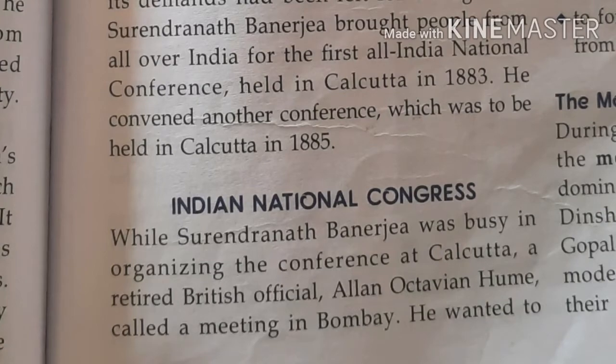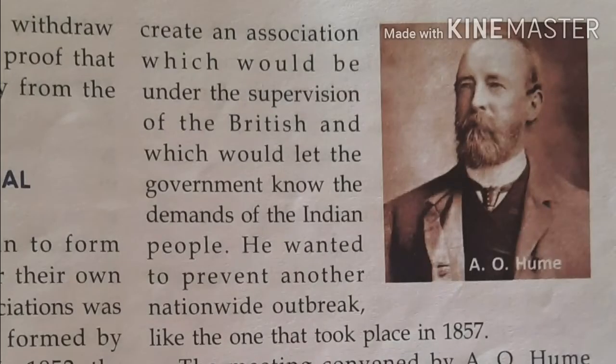So he wanted to create an association which would be under the supervision of the British and which would let the government know the demands of the Indian people. They wanted to create one association which was under the observation of the Britishers. कौन करा था? Britishers. He wanted to prevent another nationwide outbreak like the one that took place in 1857. So we can say that A.O. Hume, the picture of this person is given, was the first member of the National Congress which was made by Sundarnath Banerjee.